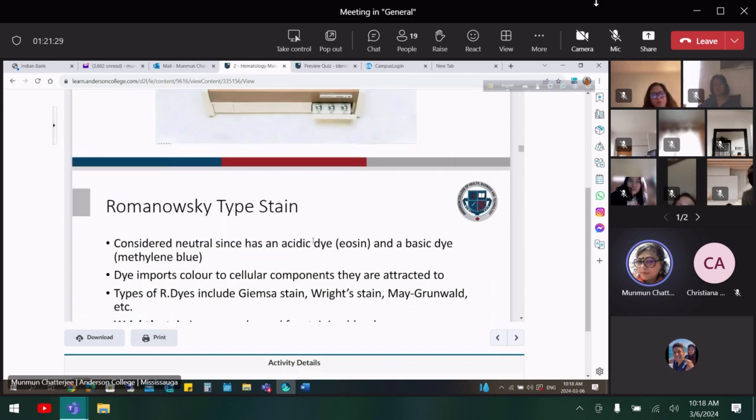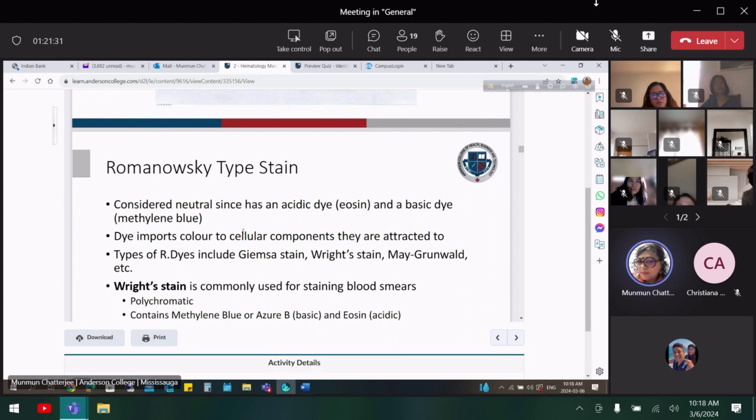We are going to stain with the jar. Romanowsky type of stain is considered neutral since it has an acidic dye and a basic dye. What is the neutral stain? Romanowsky stain. Okay, you have to remember, neutral stain. Neutral means it's not acidic, not basic. So what is the neutral pH? pH 7. Good. pH 7 is the neutral pH.